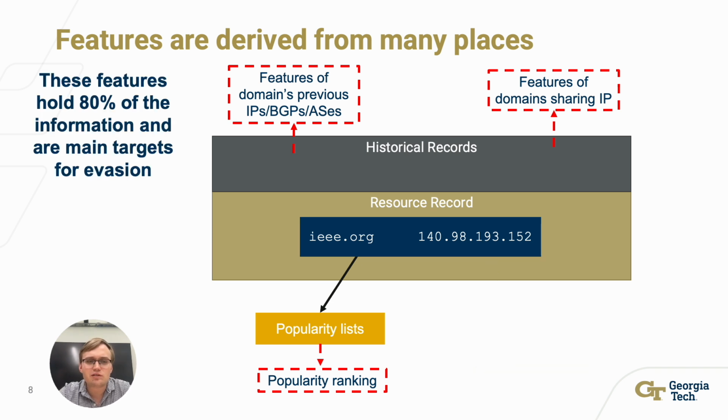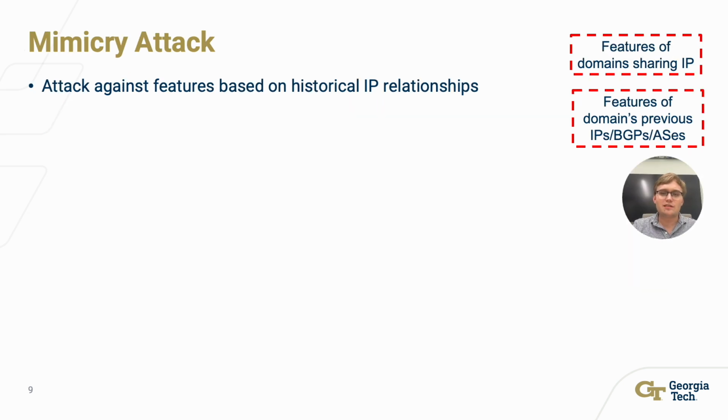Although we have a lot of features, we find that there are 3 feature groups that really contain the majority of the information needed for classification. Therefore, we focus on historic records and popularity lists for our evasion attacks. Let's start by talking about mimicry attacks.